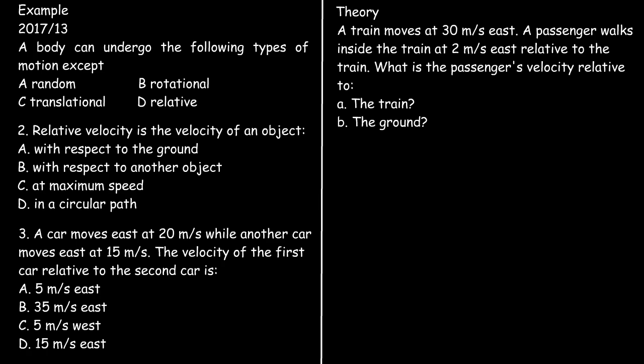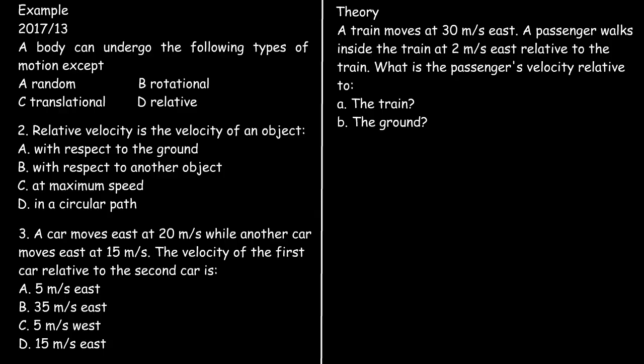For our third example, it states that a car moves east at 20 meters per second while another car moves east at 15 meters per second. The velocity of the first car relative to the second car is A. 5 meters per second east, B. 35 meters per second east, C. 5 meters per second west, and D. 15 meters per second east.